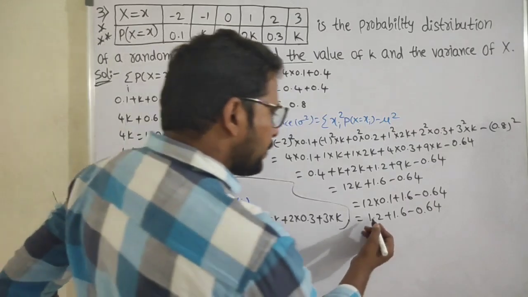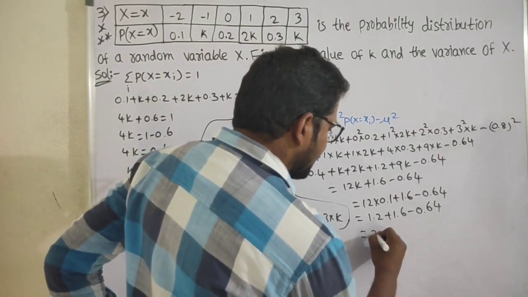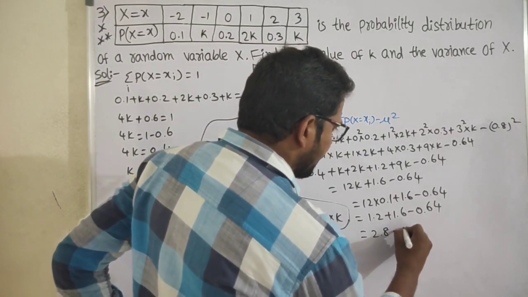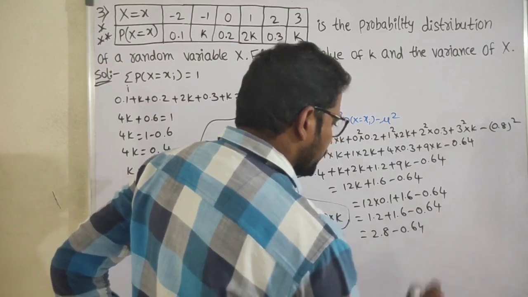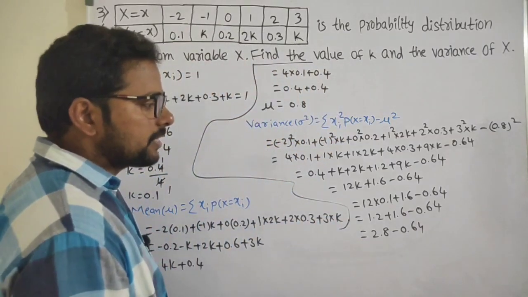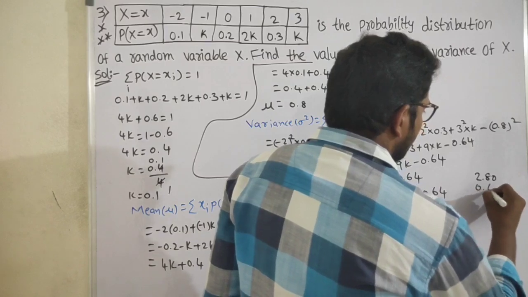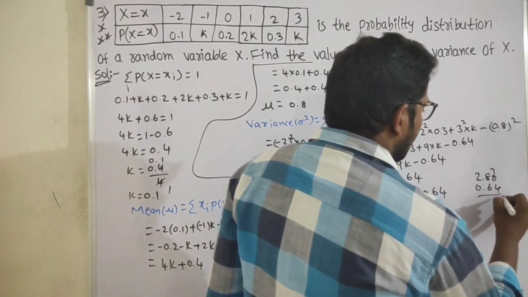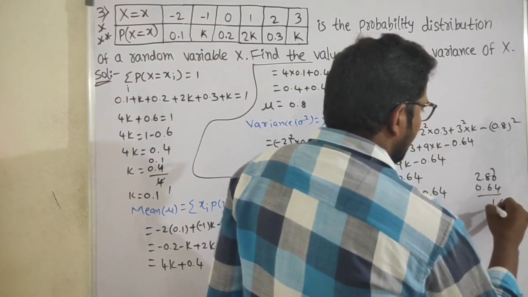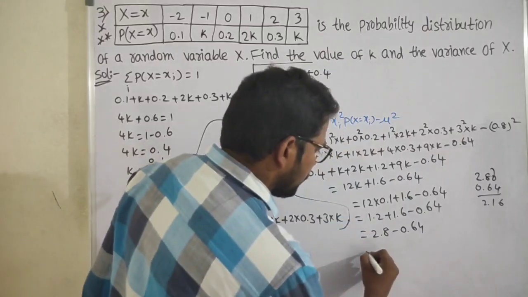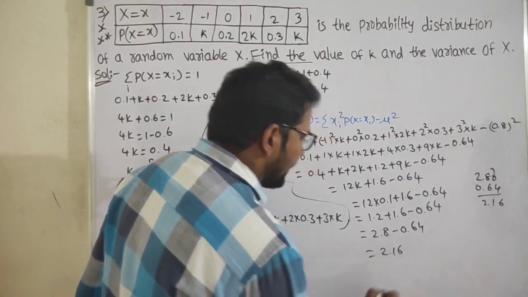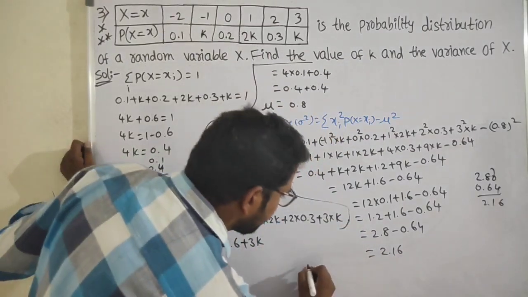1.2 plus 1.6 is 2.8. 2.8 minus 0.64. So 10 minus 4 is 6, and the result is 2.16. This is the variance, sigma square.